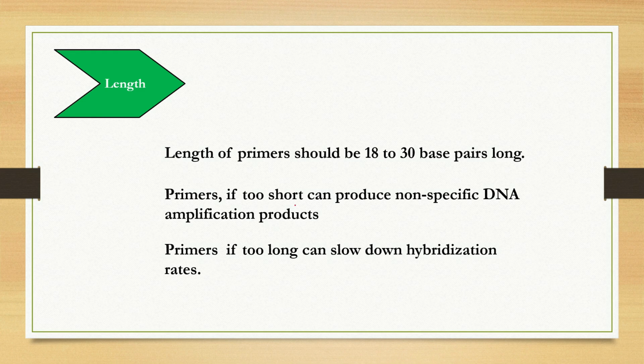If the length of the primer is too short, non-specific binding will take place. The primer will bind anywhere non-specifically, and you will not get the proper results. Similarly, if your primer is very long, there will be slow hybridization. So maintaining a proper length of the primer is very important.